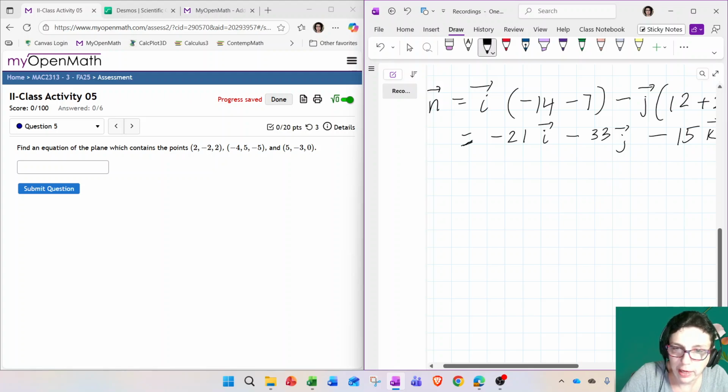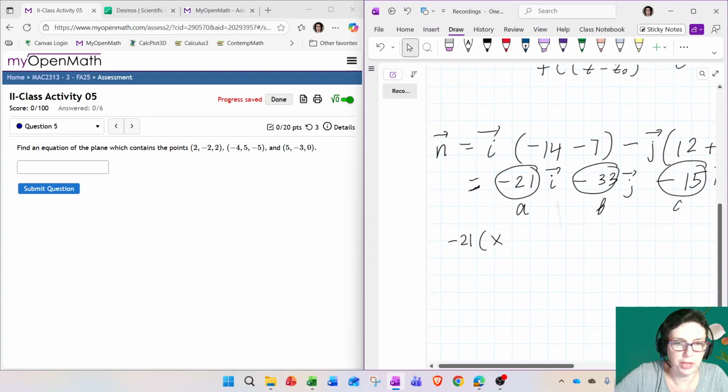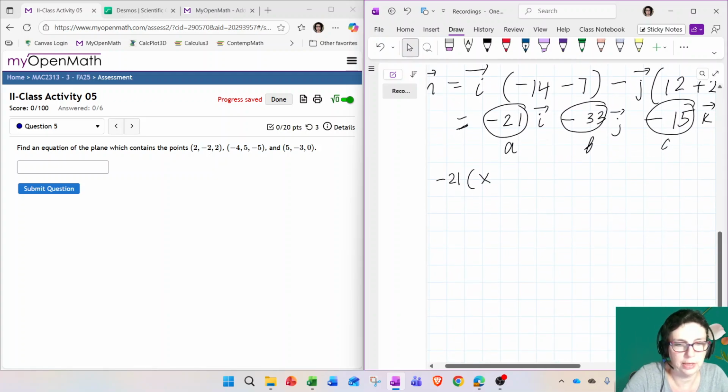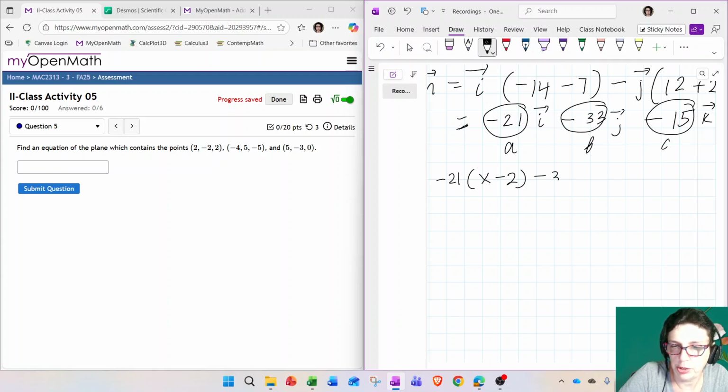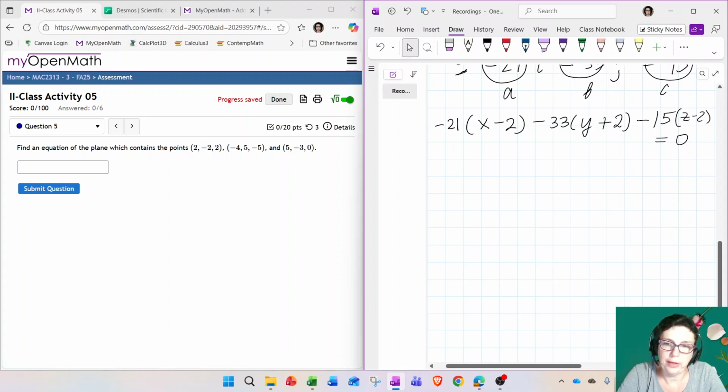So we got A, so this is your A, this is your B, and then this is your C. So you're going to have -21 x minus x0. So what is x0? So x0, I can take this as 2, -2, 2. Okay, so x0 will be 2. Then minus 33 y minus -2, which is actually plus 2. And then minus 15 z minus 2 equal to 0. Okay, so generally we are done.